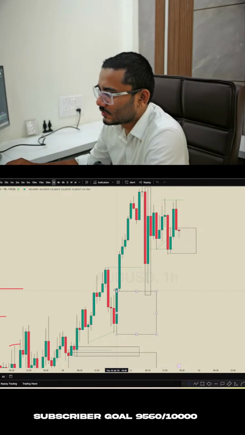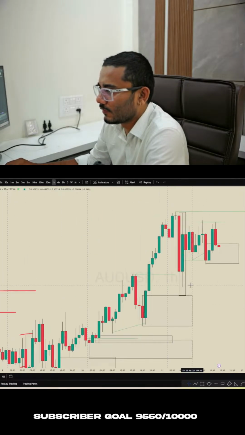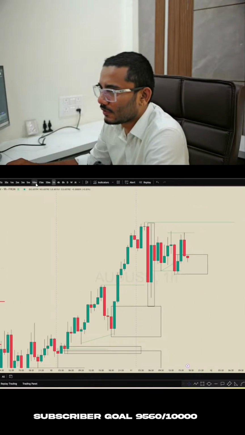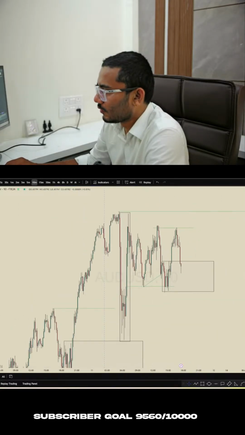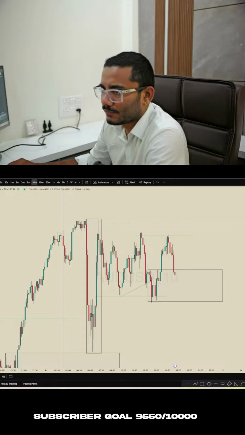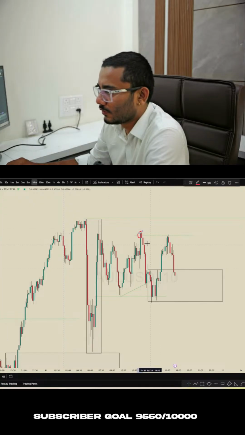1 hour. No, it's still not mitigated. But on higher time frame, we can see this candle swept out liquidity. So I want price to break this previous high, this high, and this candle swept out all this trend line liquidity.